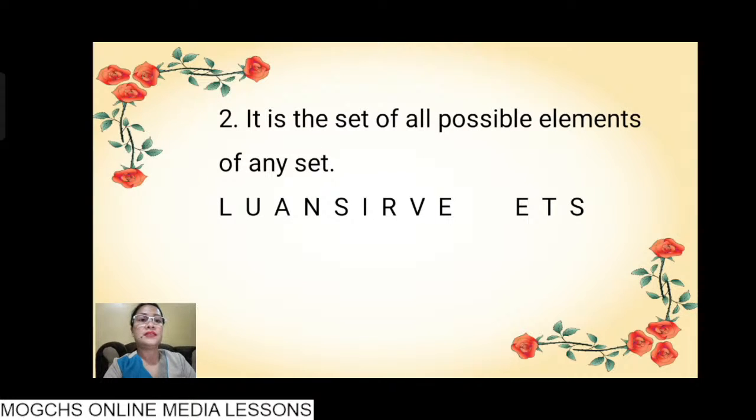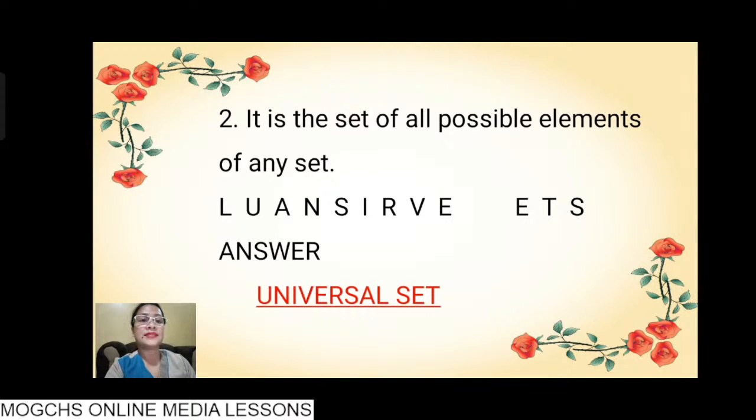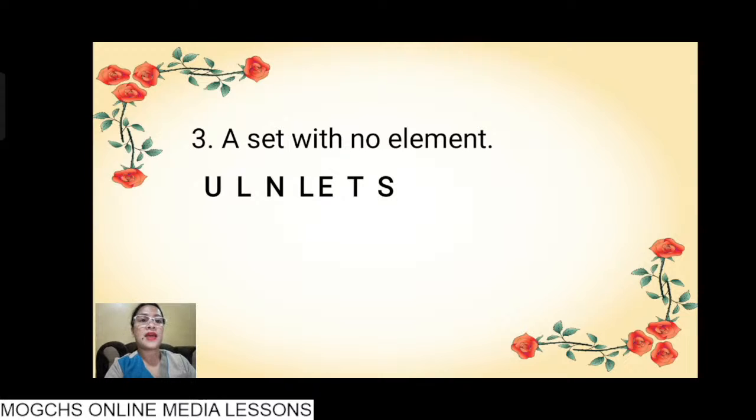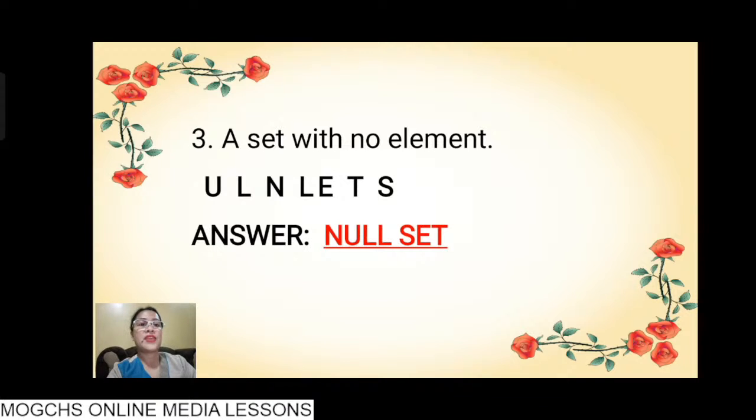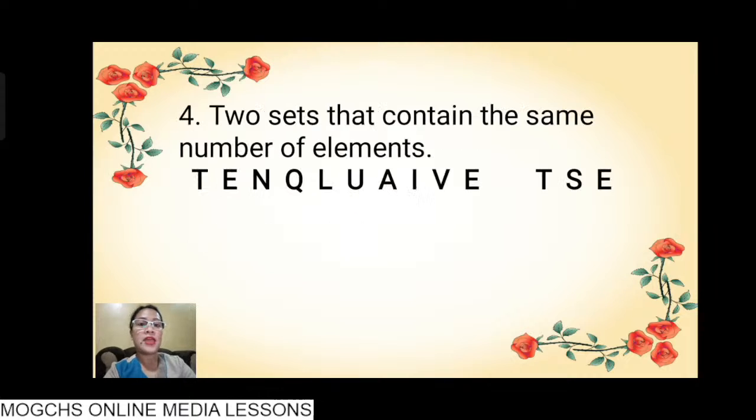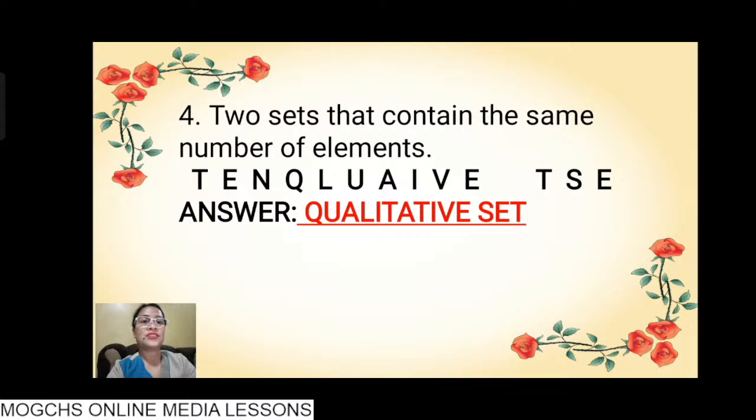Number 2, it is the set of all possible elements of any set. The answer is universal set. Number 3, a set with no elements. The answer is null set. Number 4, two sets that contain the same number of elements. The answer is equivalent set.